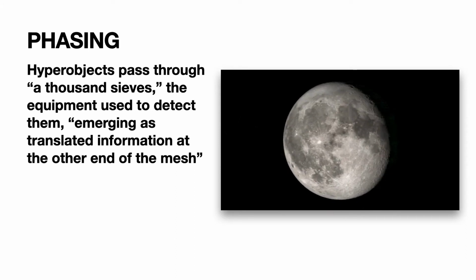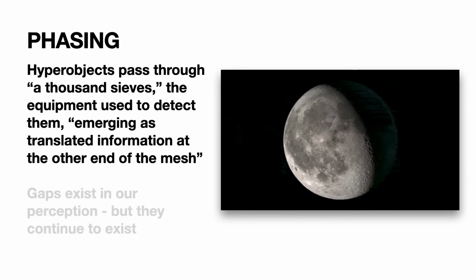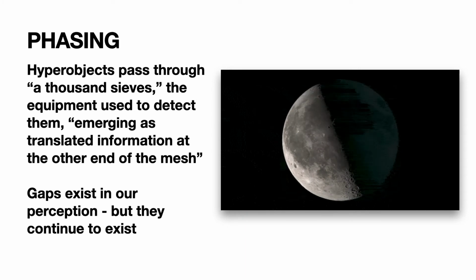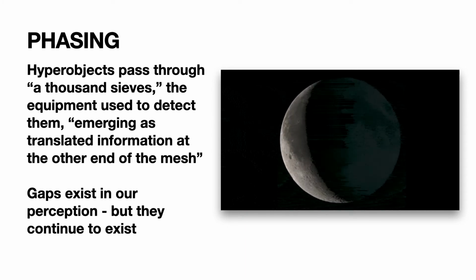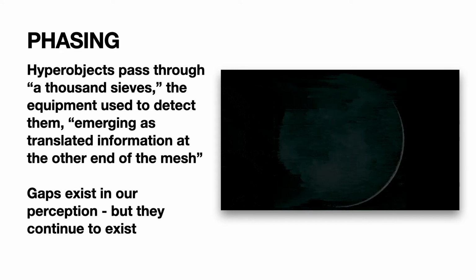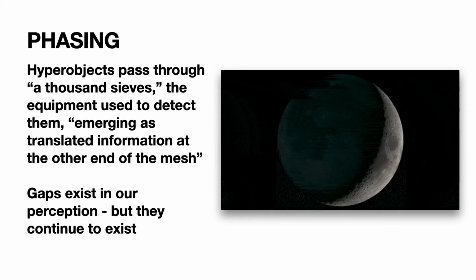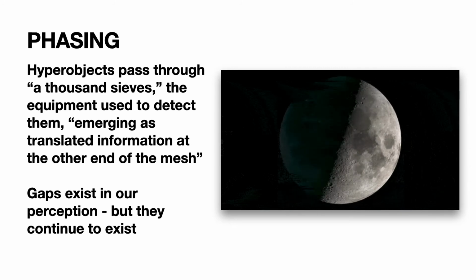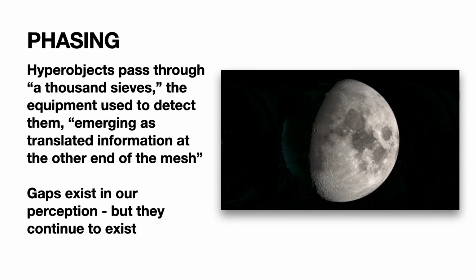Like the phasing of the moon, there always exist necessary gaps in our experience of hyperobjects, but they still exist. As Morton puts it, global warming doesn't go golfing at the weekend. The gaps and ruptures are simply the invisible presence of the hyperobject itself, which looms around us constantly.